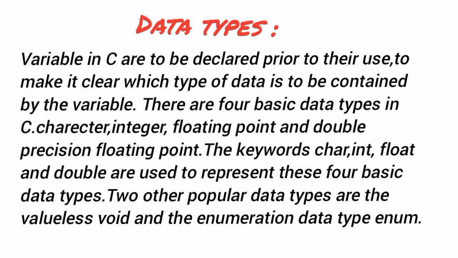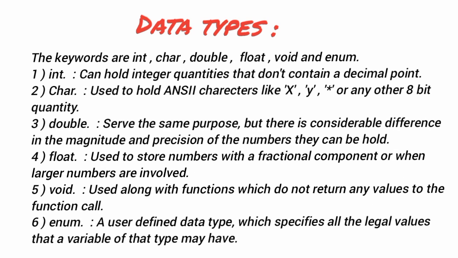Two other popular data types are the valueless void and the enumeration data type enum. The keywords are int, char, double, float, enum, and void. First, int can hold integer quantities that do not contain a decimal point.